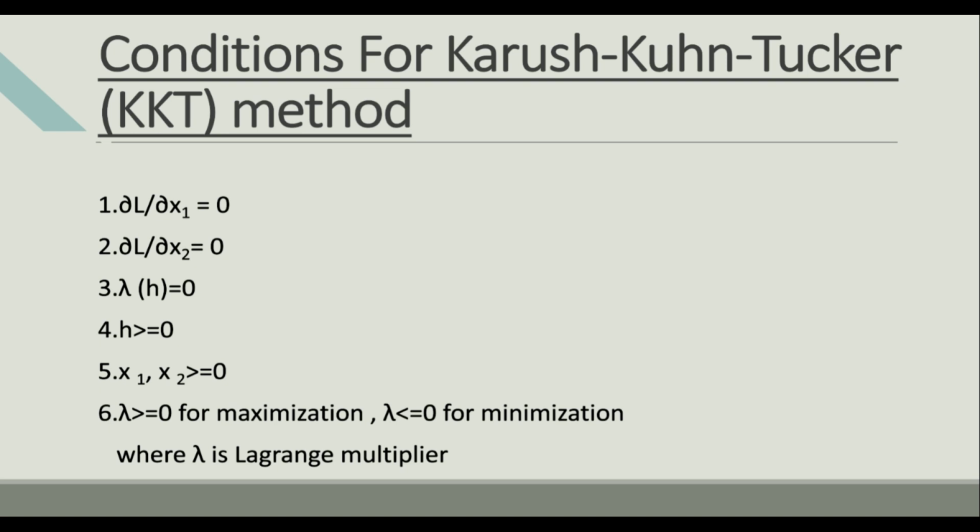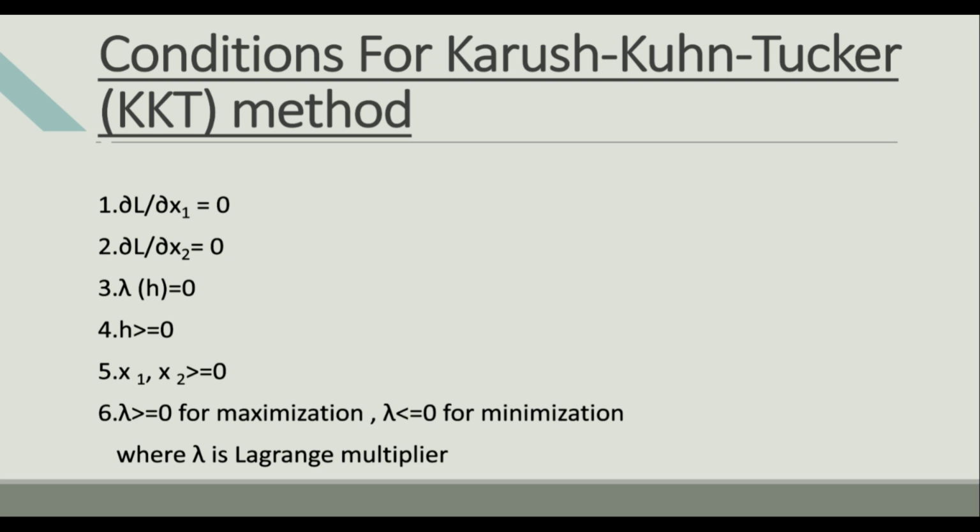Now we are going to discuss the conditions for the KKT method. First condition, dou L by dou x1 is equal to 0. Here L is the Lagrangian function. Second condition, dou L by dou x2 is equal to 0. We can continue these conditions if we have more than two variables in the objective function. Third condition, lambda into h is equal to 0. Here, h is the constraint equation and lambda is the Lagrange multiplier.